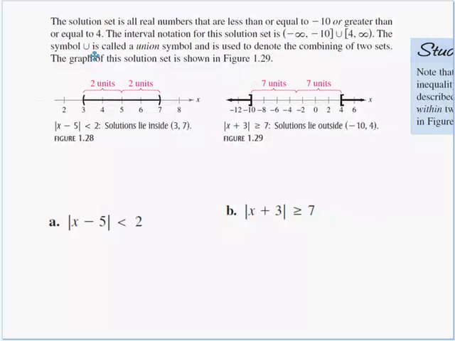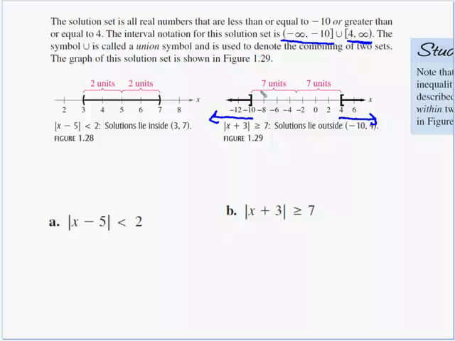The solution set is all real numbers that are less than or equal to -10 or greater than or equal to 4. They were talking about this one here on letter B. If we want to write that in interval notation, here we're going to the left of -10. So we'd write parenthesis, -infinity, comma, -10. And then over here beyond 4, we would have 4 to infinity. And in between here, there's a little letter U, and it says the symbol U is called the union symbol, and it's used to denote the combining of two sets.